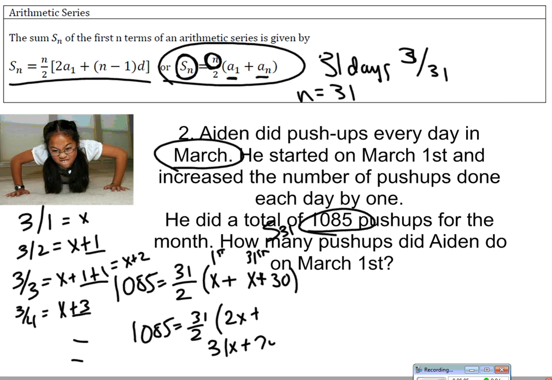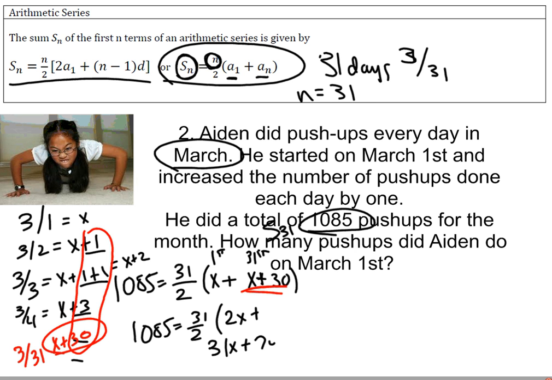Okay, let me back up because I made a mistake, and it happens. Remember, on the 31st day, we're looking for how many push-ups he did on that day. So on the 31st day, he did x plus 30 push-ups. Sorry, not 496. 496 would be what you would add up if you added up all the days from the second day all the way up to the 31st day. So on the first day, he does x push-ups. Second day, x plus 1. Third day, x plus 2. Fourth day, x plus 3. So the pattern is you're adding on one less than the actual date. So it's going to be x plus 30.